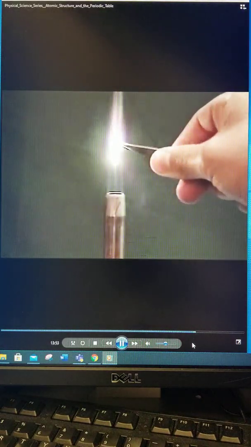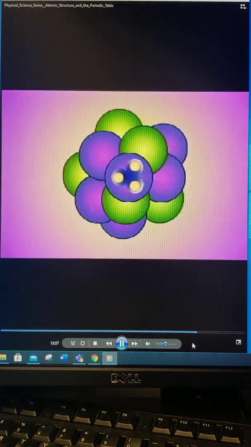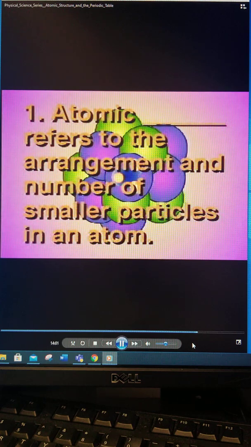Fill in the correct word when you hear this tone. Good luck, and let's get started. Number 1. Atomic refers to the arrangement and number of smaller particles in an atom.